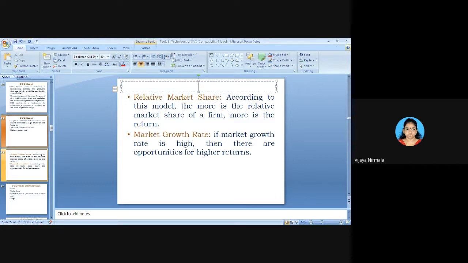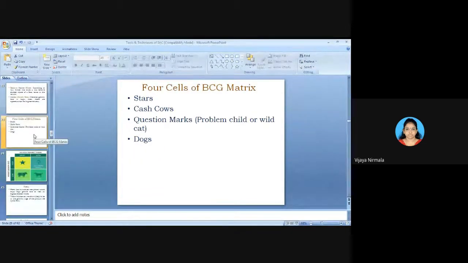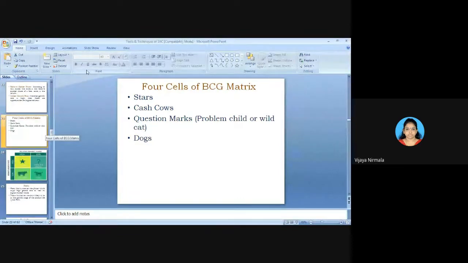So already we have discussed that based upon the four categories, this BCG matrix has been defined, right? So what are the four cells of the BCG matrix? Already we have discussed that, based on relative market share and market growth rate, this BCG matrix is defined and it is categorized into four different ways. And let us see these four.